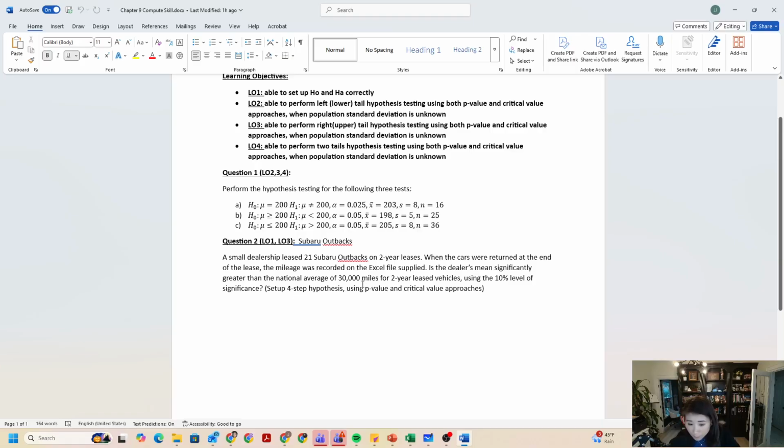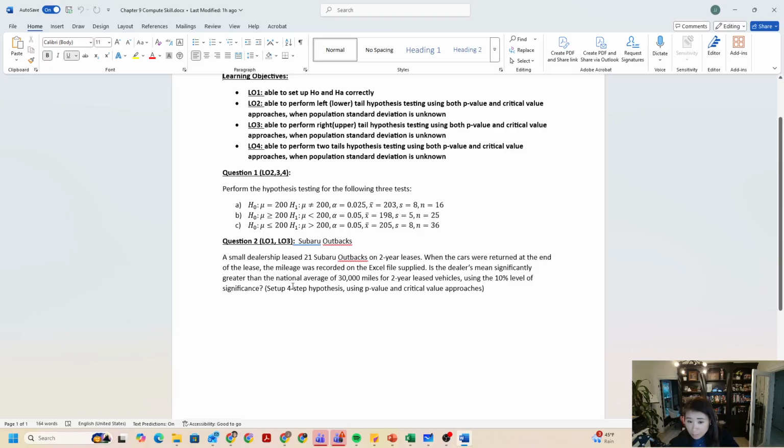First of all, you need to ask yourself, is this a two-tail test, left tail test, or right tail test? You will immediately notice that this should not be a two-tail test because the direction of the relationship has already been defined: the dealer's mean is greater than the national average. We are testing if the dealer's mean mileage is greater than the national average of 30,000. Therefore, 30,000 miles is our hypothesized value for the mean of the mileage.